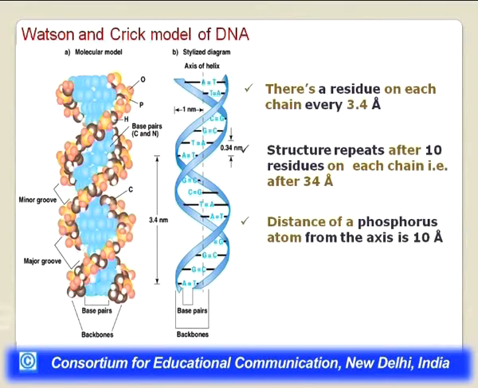The distance of a phosphorus atom from the axis is 10 angstrom. So that means the width of the DNA strand is approximately 2 nanometers, and we will see in another lecture how this 2 nanometer condenses to form a higher order structure. So this is a very basic structure, the first level structure one can say of the DNA.